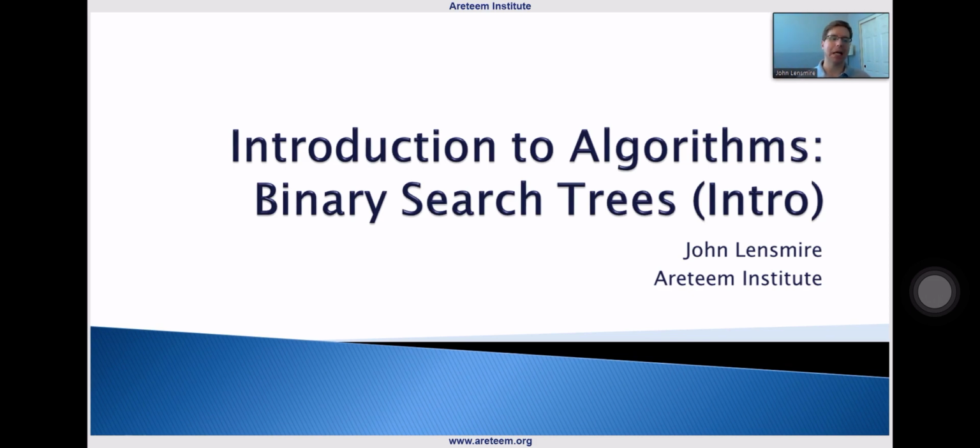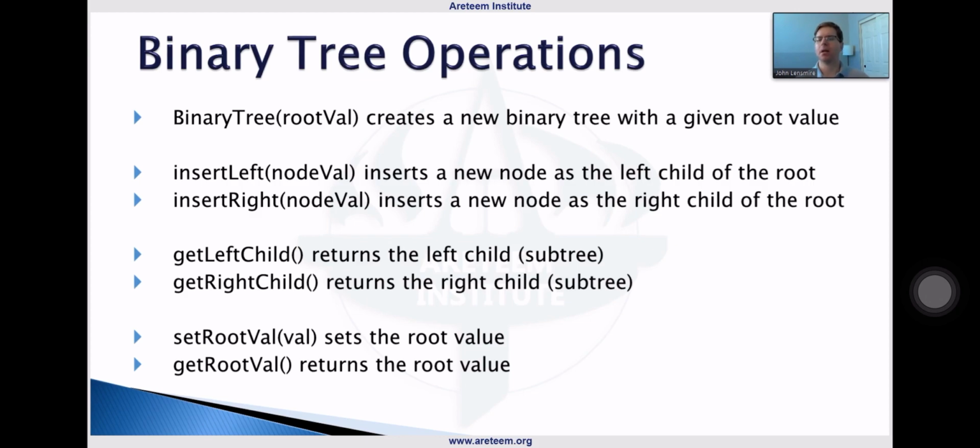So we're going to be building on that class, to remind ourselves what the different methods we had there were. This was pretty basic. We had the binary tree, creating a new binary tree with a given root value. We inserted stuff to the left or to the right. Remember, these were always binary trees, so they had at most 2 children for any node. We could get the left child, get the right child, and set or get the root value as well.